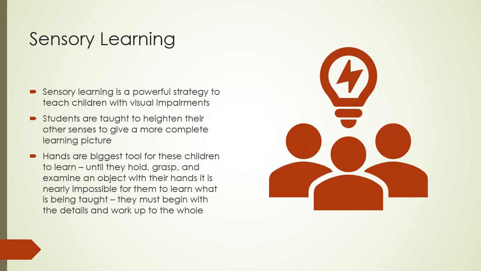Sensory learning. Sensory learning is a powerful strategy to teach children with visual impairments. Students are taught to heighten their other senses to give a more complete learning picture. Hands are the biggest tool for these children to learn. Until they hold, grasp, and examine an object with their hands, it is nearly impossible for them to learn what is being taught. They must begin with the details and work up to the whole that a student with normal vision would be able to see from the start.